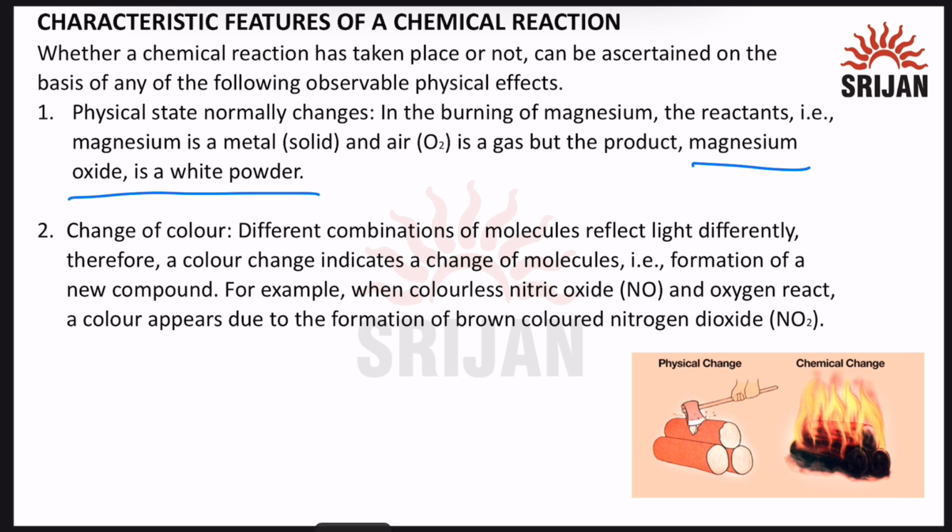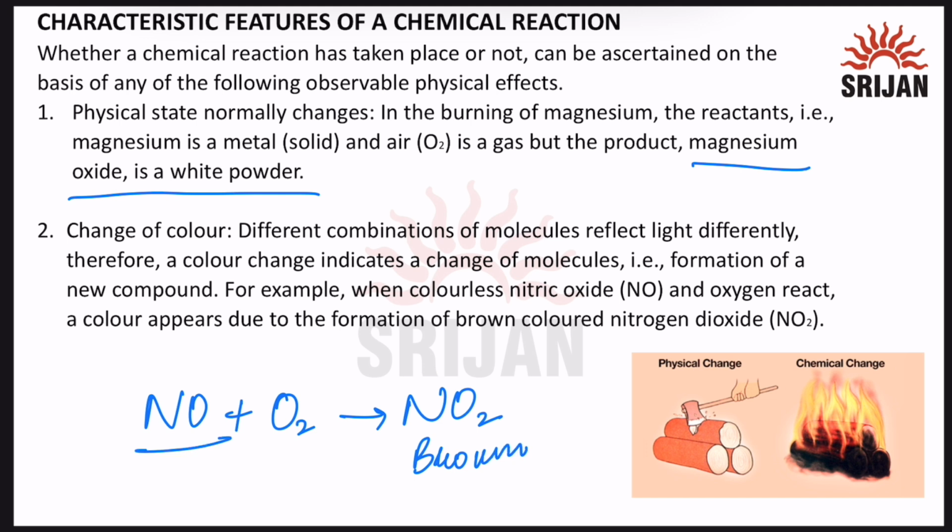So when this reaction takes place, NO plus O2, we get NO2, and this is brown colored. Initially NO was colorless, oxygen is also colorless, and then we get brown color. So we can say that a chemical reaction has happened. This is the unbalanced reaction.